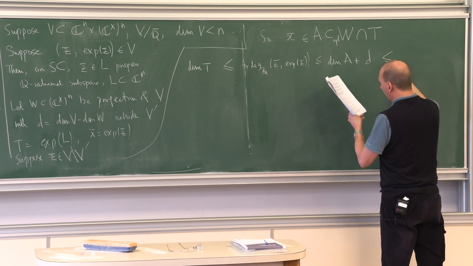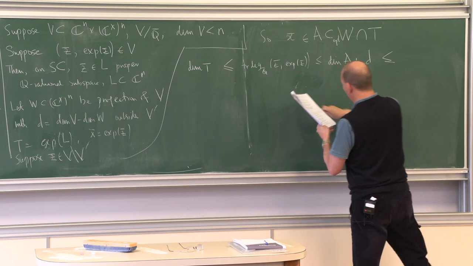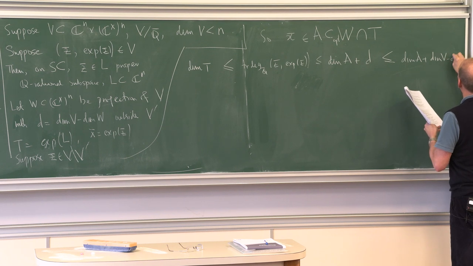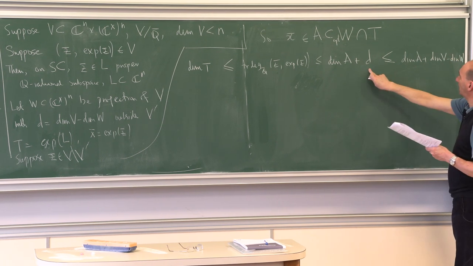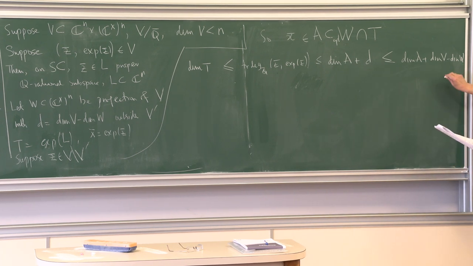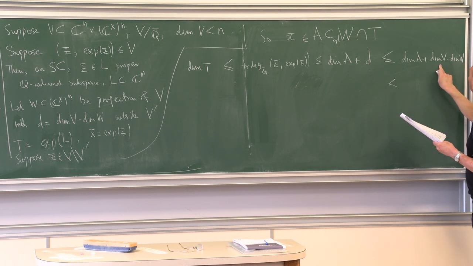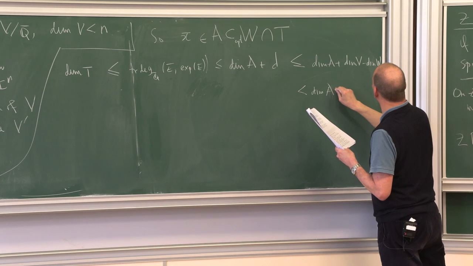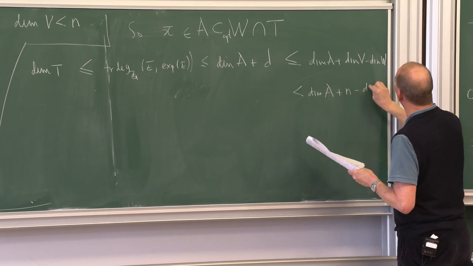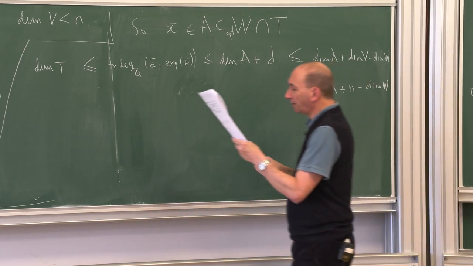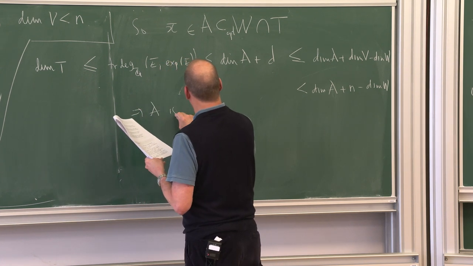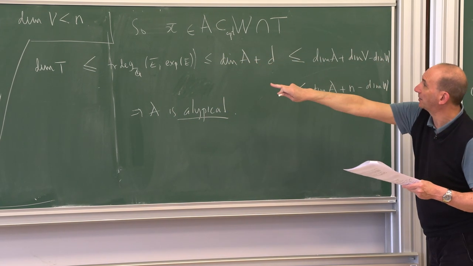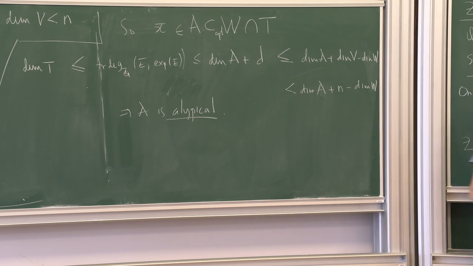And D, on the other hand, is less than or equal to, so this is now dim A plus dim V minus dim W, because that's what D is. And the dimension of V is less than n, because V has dimension less than n. And therefore, A is atypical, because the dimension of A is greater than the dimension of T plus the dimension of W minus the dimension of N.